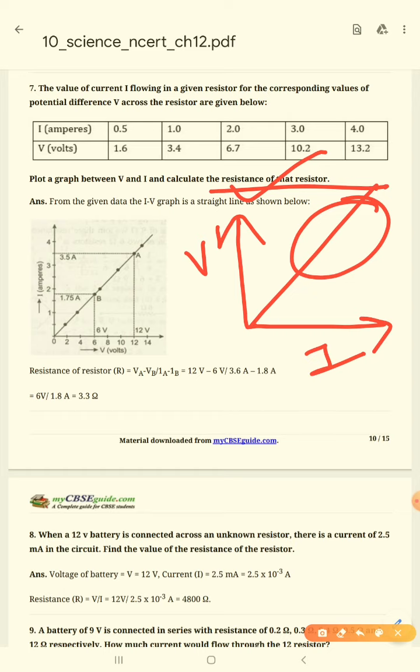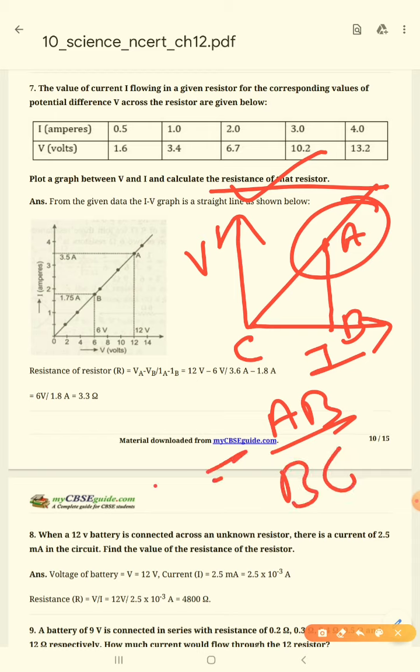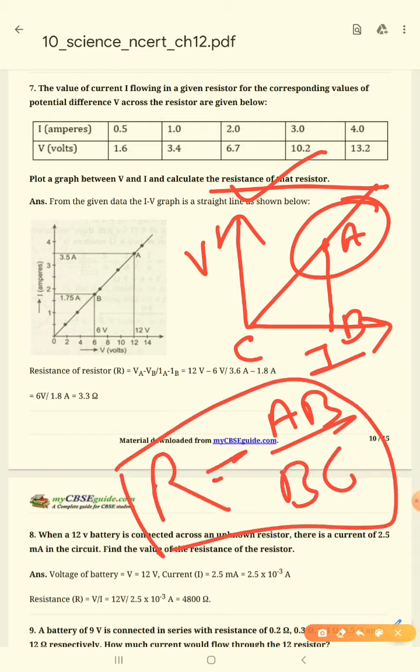And how can we find the slope of that graph? Suppose we take this point and draw a perpendicular here. Suppose this point is A, this point B, and this point C. So the slope will be AB upon BC. It will be the resistance. You can draw from any point. If you draw from here, suppose this is D, this is E, so resistance will be DE upon CE. The answer will be the same. Remember this thing: we draw the VI graph, and the slope of the VI graph always represents resistance.